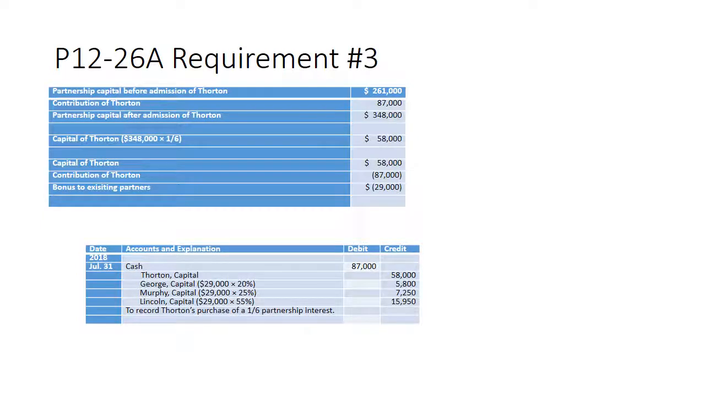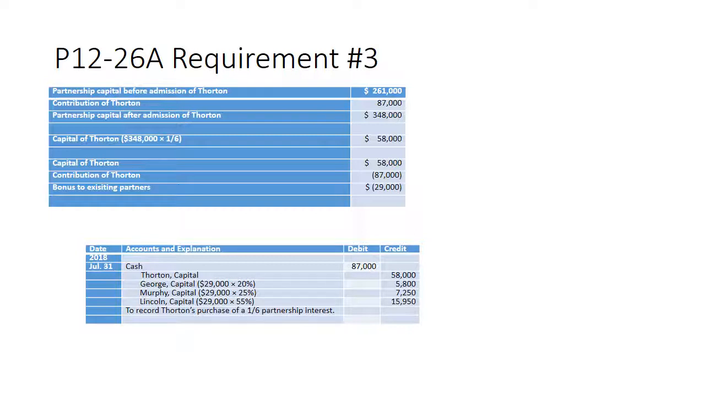This could change. Let's take a look at number 3. Now he gives $87,000 and only gets a 1/6 interest. We go through the same computations because the partnership's getting an asset. They're getting $87,000 cash. There's 3 partners before, now there's 4.